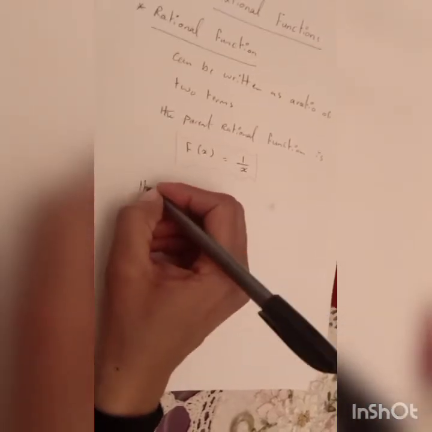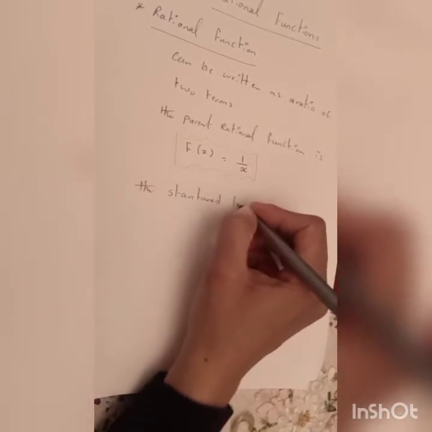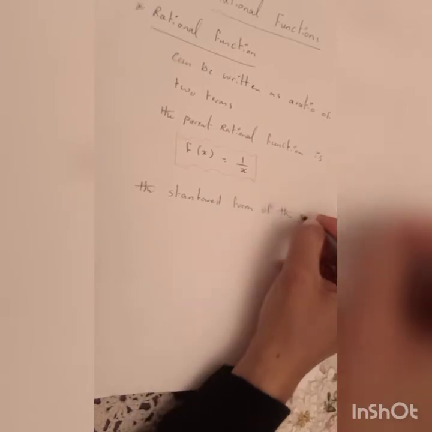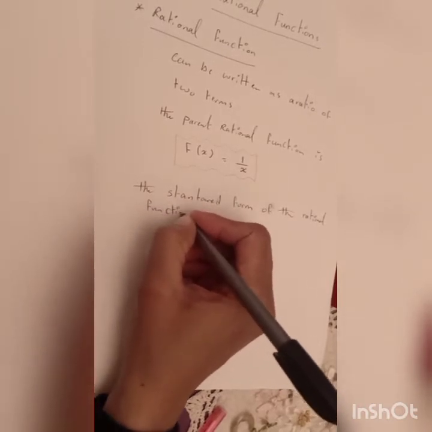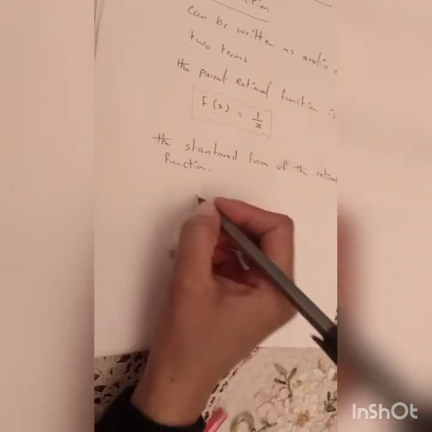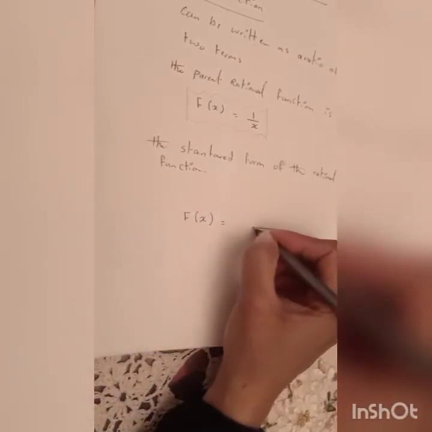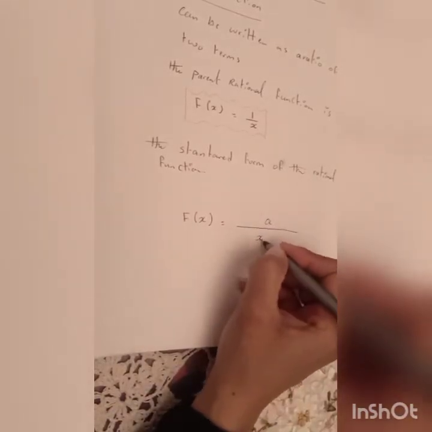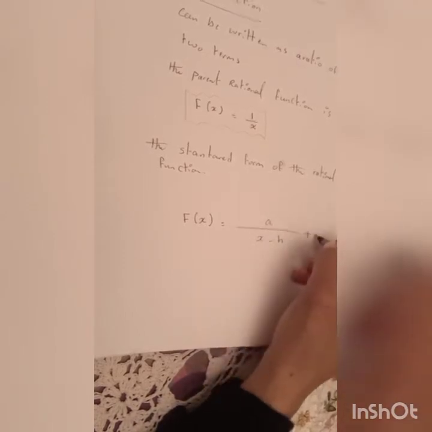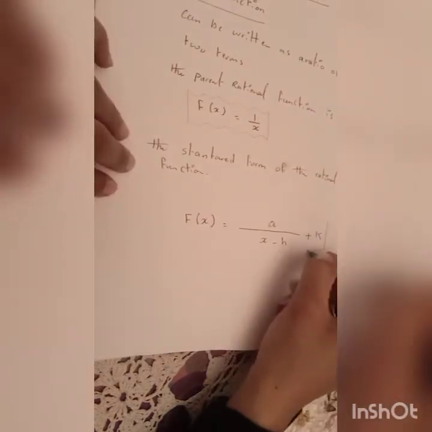What is the standard form of the rational function? The standard form of the rational function is f of x equals a over x minus h plus k. Okay, this is the standard form.